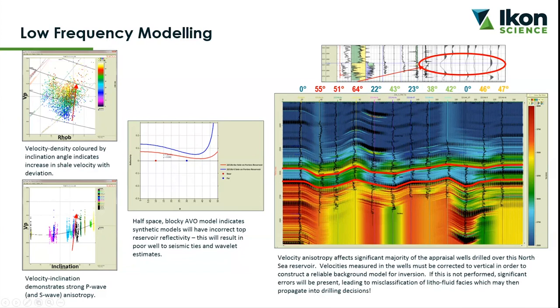And the reason for that is on these two leftmost plots. So here's a simple plot of velocity versus density. The density typically isn't impacted by anisotropy, velocity is. And colored by inclination, what we see is that we get an increase in velocity as the well inclination increases. Everything is at about the same sort of depth to within a few tens of meters. If we just look at the velocity versus inclination for that same interval, we see a significant increase in velocity, up to 25 to 30%.